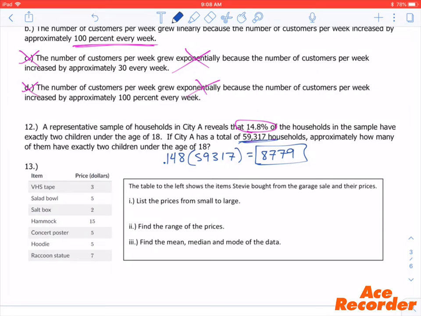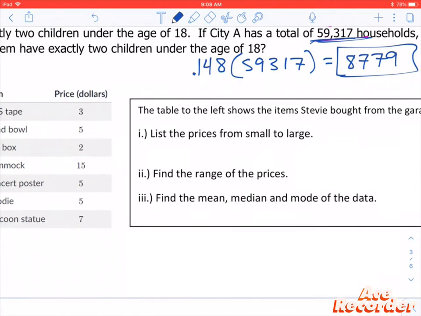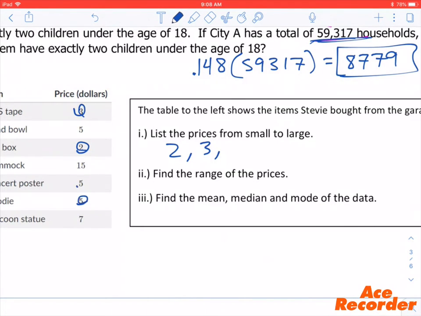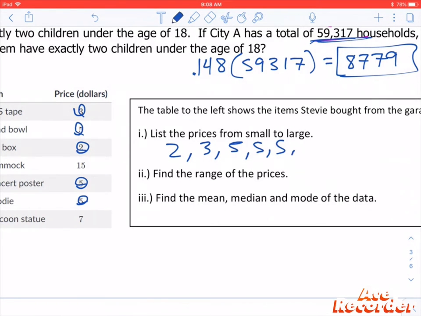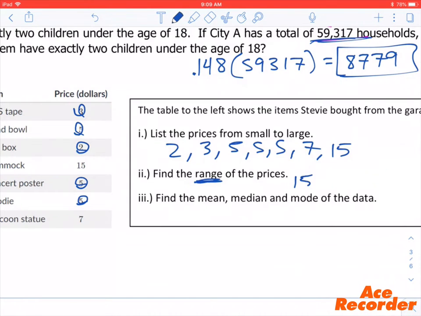So the table to the left shows the items Stevie bought from the garage sale and their prices. So list the prices from small to large. So the smallest one here is 2, then 2, then 3, then we have 3 5s, 1, 2, 3. And then we have a 7 and a 15. So list the range. The range is when you take the highest minus the smallest. So our range is 13.